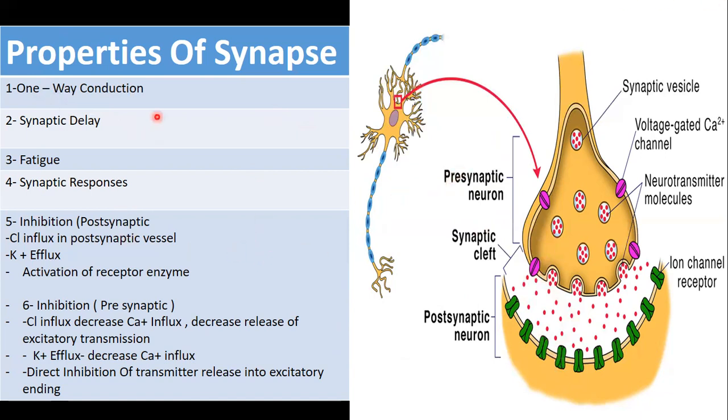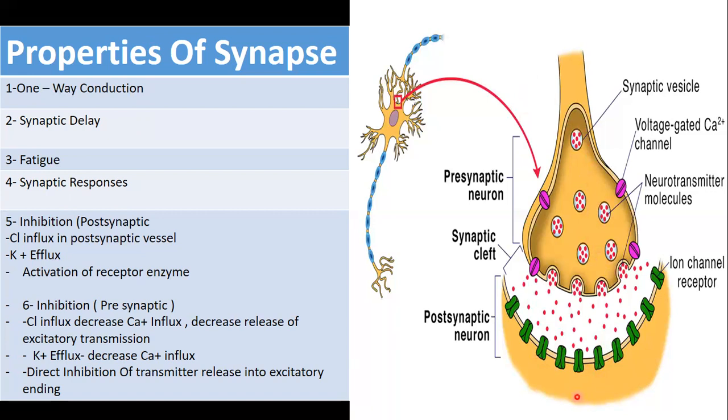Now we come to see what synaptic delay is. Synaptic delay is basically the time lag, or the time interval between the arrival of the impulse at the presynaptic part and the onset of the result at the postsynaptic neurons.